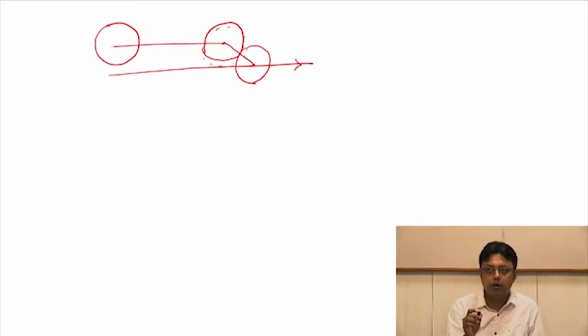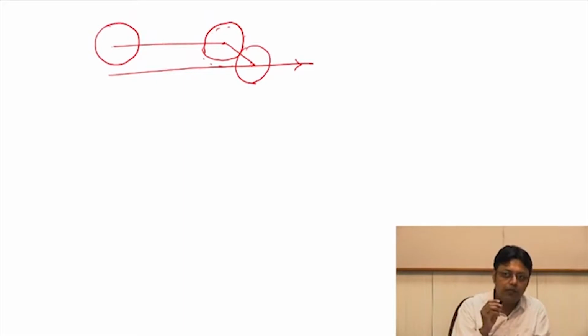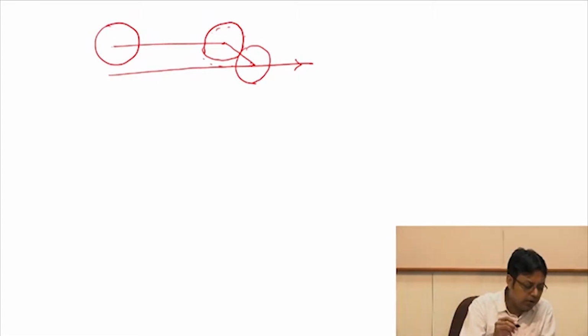That is more important. If you have a head-on collision, all the energy is transferred along the line joining the centers. But if we have a slightly off-center collision, then all the energy will not be transferred. Only part of the energy will be transferred, so that we have to calculate. Now, how to calculate that?